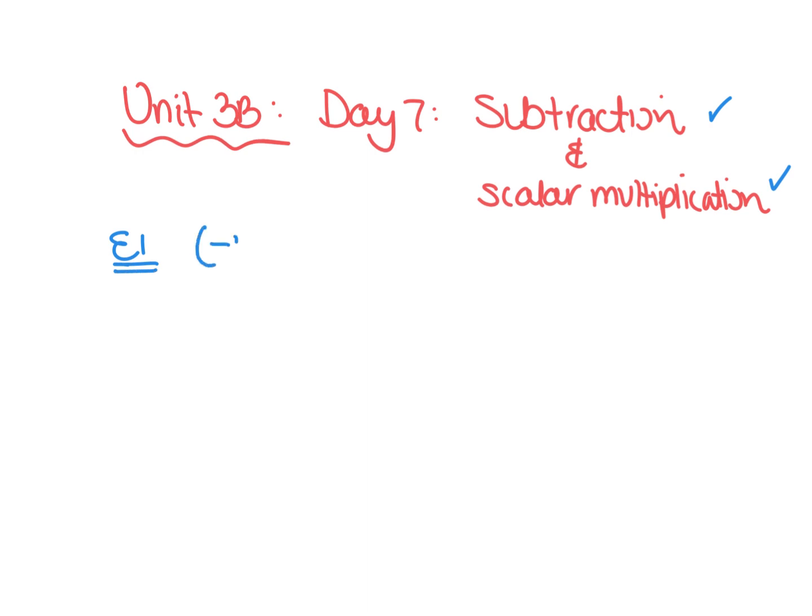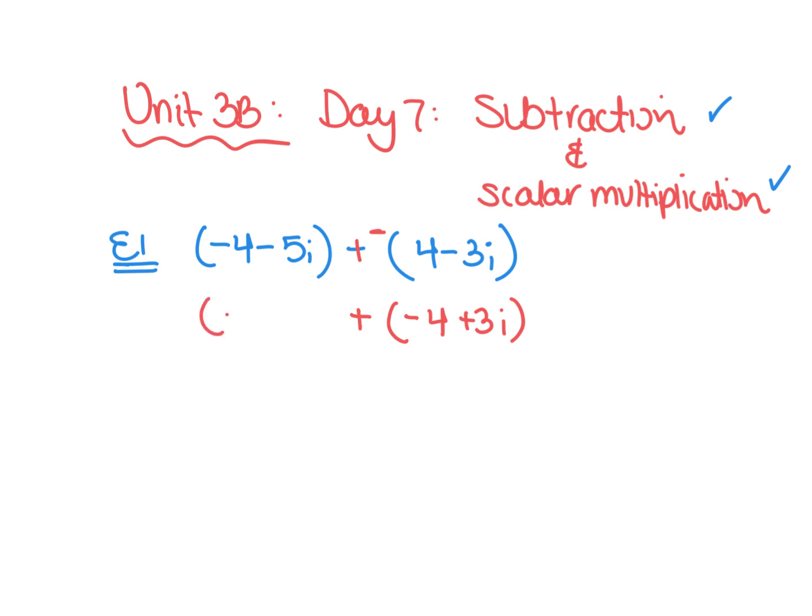So if we had negative 4 minus 5i minus 4 minus 3i. What I want you to think about is just like when you subtract numbers, you can add the opposite. And when you add the opposite, you can actually distribute that negative through and it becomes negative 4 plus 3i. So when you see a subtraction of two complex numbers, I really want you to just think about it as an addition problem and you're adding the opposite.